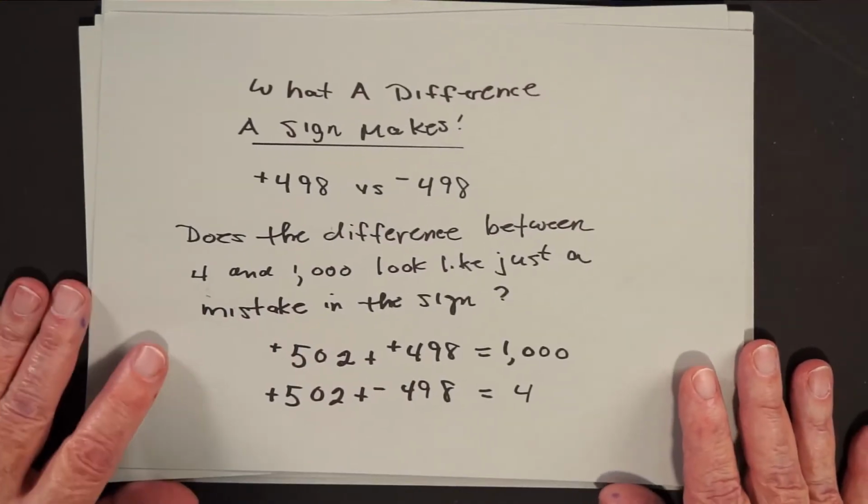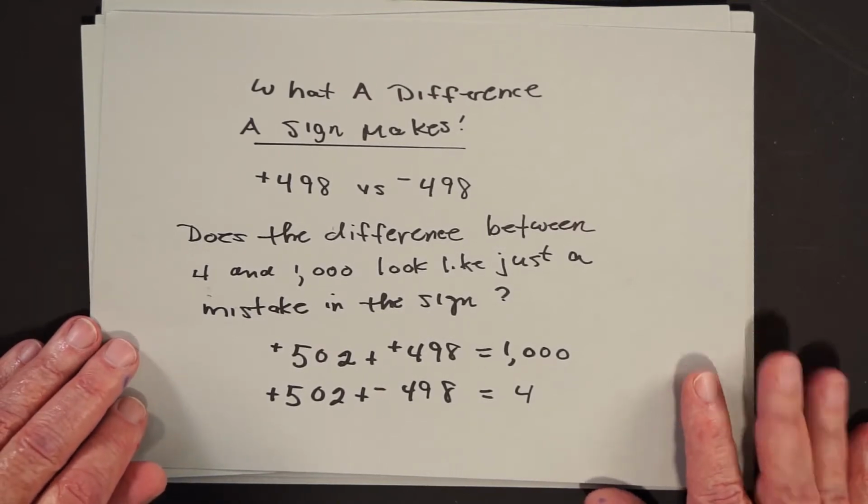The problem with making a mistaken sign is you'll probably catch it if that was the last step in the problem. If it wasn't the last step, by the time you've got the wrong answer, you have no idea that there was just a mistaken sign. Let me see if I can give you an example. I call this what a difference a sign makes.